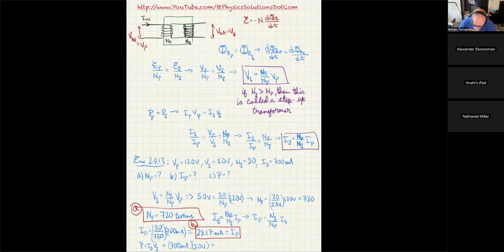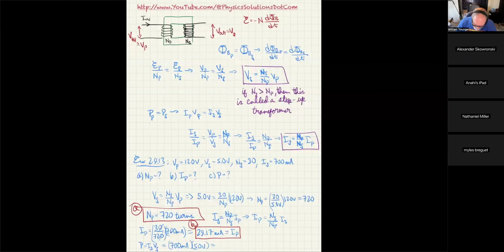So when I take 700 and multiply it by 5, I get 3,500, and that's milliwatts. But we can get rid of that milli by dividing by 1,000, in which case it's 3.50 watts. So that's the actual power transformed here.